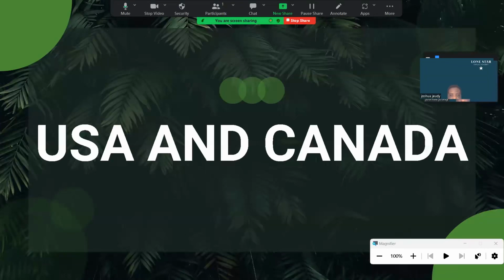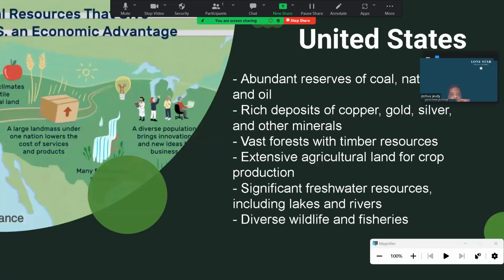So natural resources of the United States and Canada. Let's give it a look here. Alrighty, first we're looking at the United States. Now the United States has an abundant amount of resources when it comes to production of fuel.